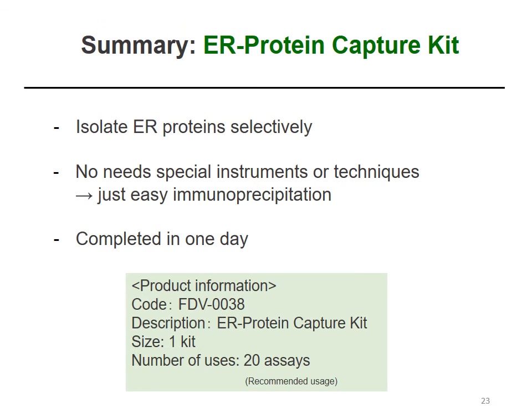So in summary, the ER protein capture kit can isolate ER proteins with high selectivity. No need for special instruments or techniques like ultracentrifuge or density gradient techniques. Just perform immunoprecipitation to purify ER proteins. The procedure can be completed in one day. And here is the product information: catalog code FDV-0038, which is sufficient for 20 assays.